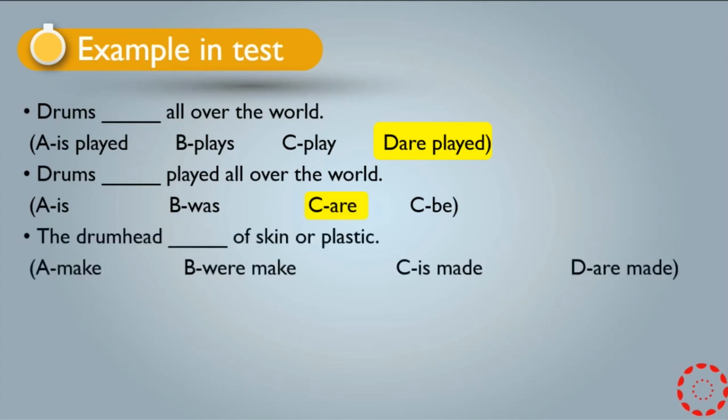The last one: "The drumhead dash of skin or plastic." Look, the drumhead is singular. So: make, were make, is made, or are made? What is correct? Is made. Why? Because the drumhead is singular, and also I have to choose is made with the past participle form.